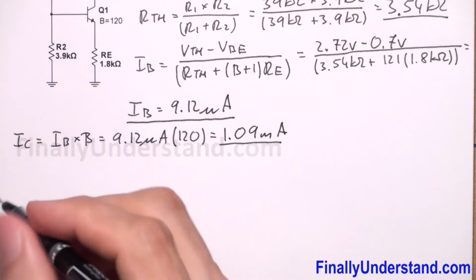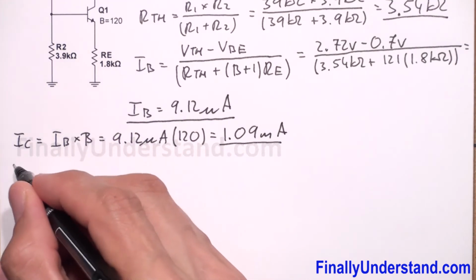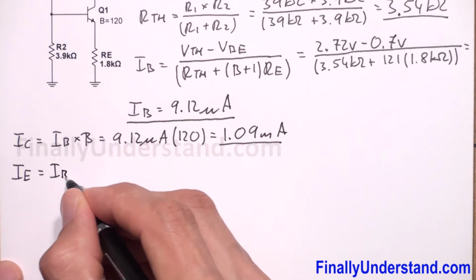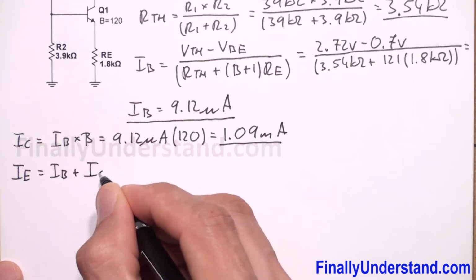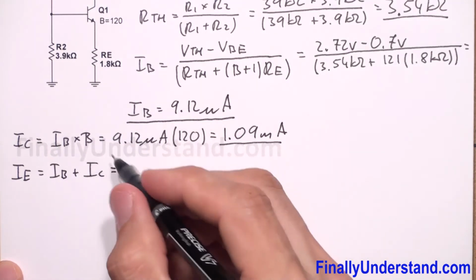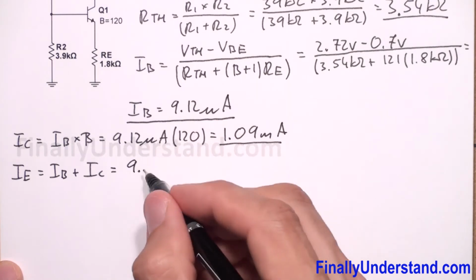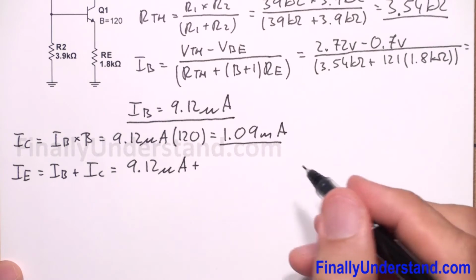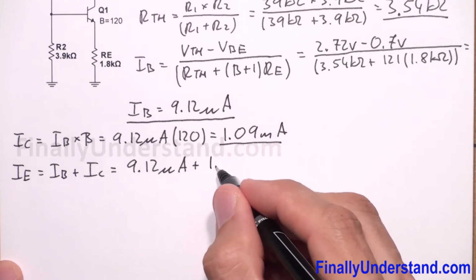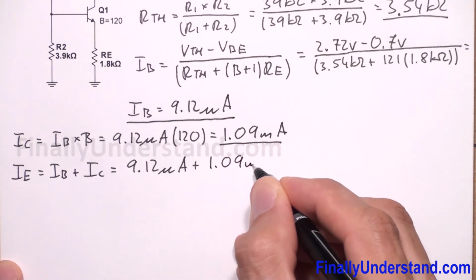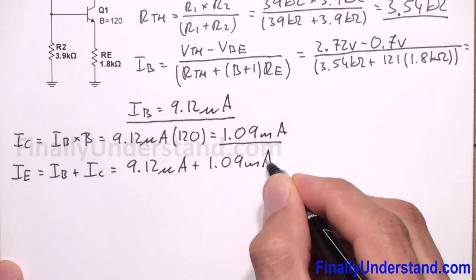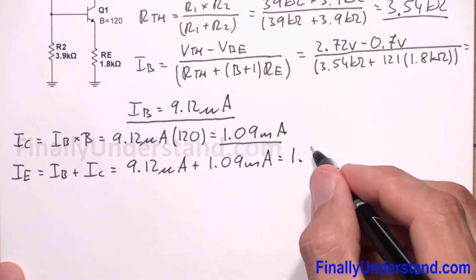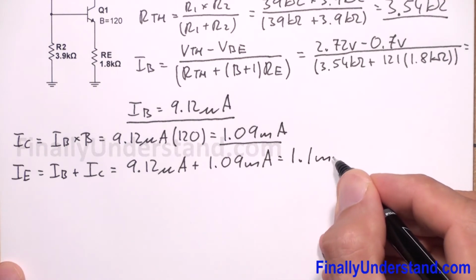Next, I'm supposed to find IE. IE is equal to IB plus IC, where IB is equal to 9.12 microamps plus IC, which is equal to 1.09 milliamps. This is equal to 1.1 milliamps.